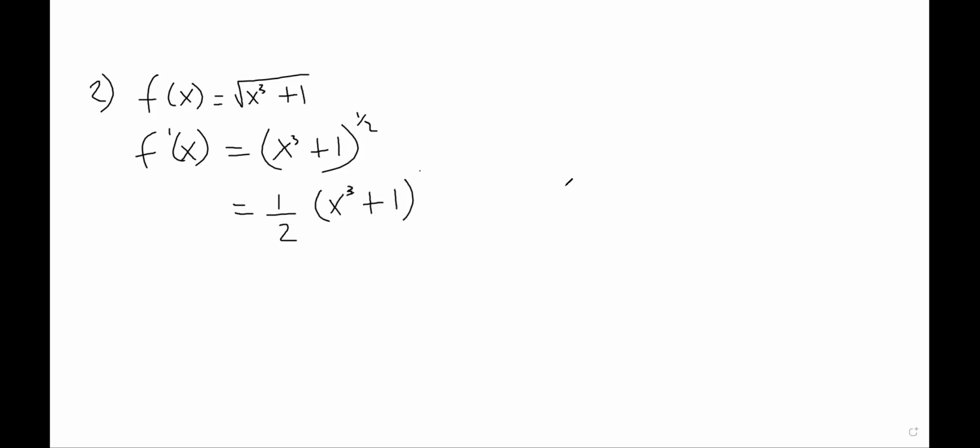Half minus 1, sorry about that. So we're going to subtract 1 from a half. That's just going to give us negative a half. So we're going to put this raised to negative a half, being multiplied by the differential of what's in the bracket. So we have x cubed plus 1 in the bracket. Find the differential of that.